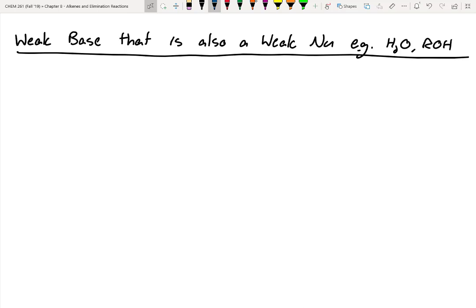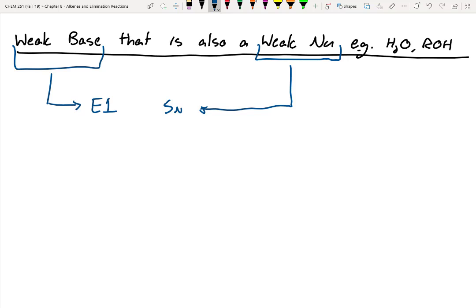Okay, so let's think about it this way. We've got a weak base. If it's a weak base, will it do E2? No. We need a strong base for E2. So that tells us that this would be potentially E1. And then if it's a weak nucleophile, is it going to be SN2 or SN1? More likely to be SN1. All right, so in this situation, we could get E1 or SN1, right? All right, so now let's focus on our substrate.